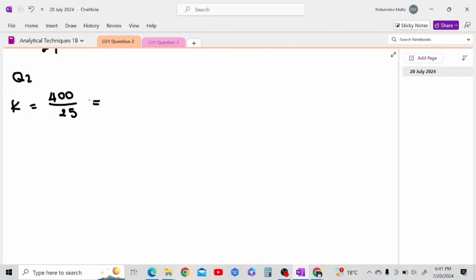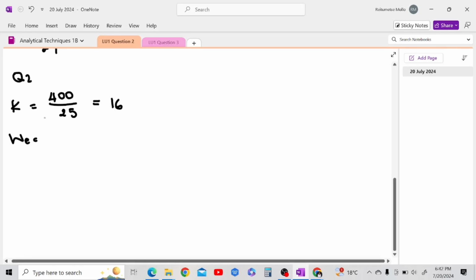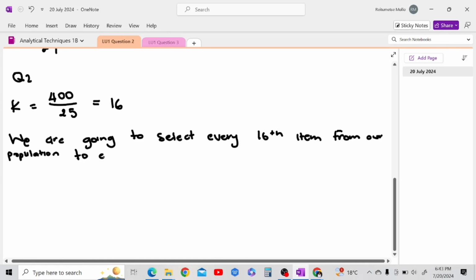Okay, so 16. So what does this 16 mean? It means that we are going to select every 16th item from our population. We're going to select every 16th item from our population to get a sample of 25.